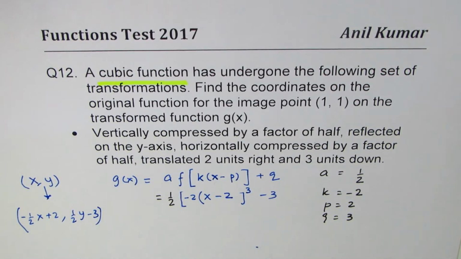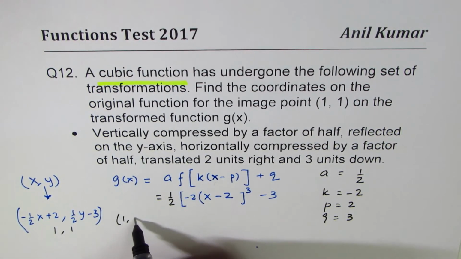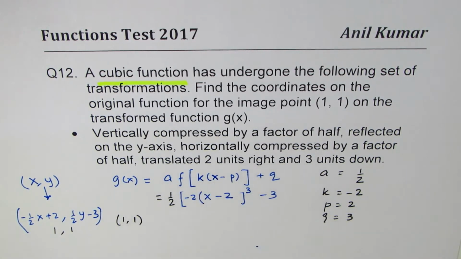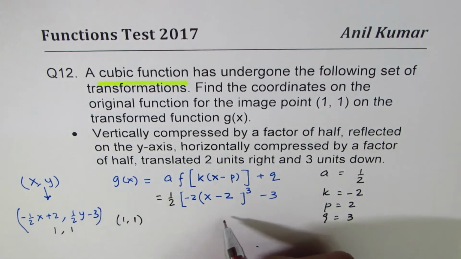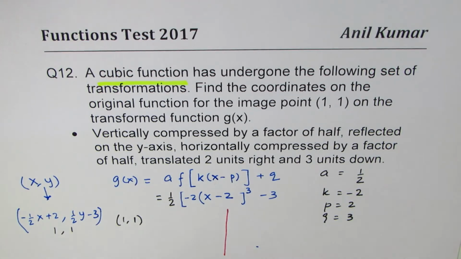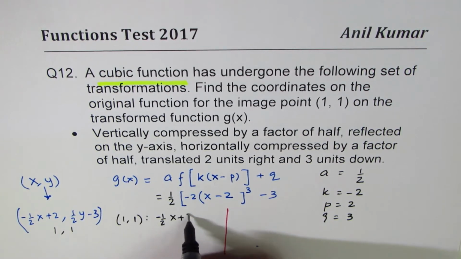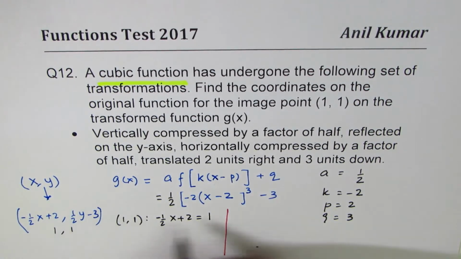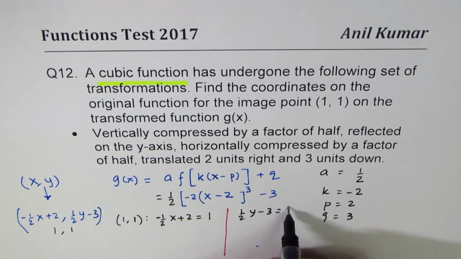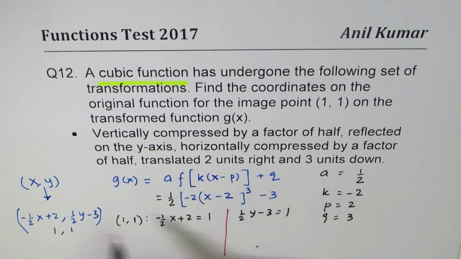Do you see that? In our case, this point is on the image. I mean, this is your point (1, 1). So on g of x, we have a point (1, 1). We want this point on the original function. How do we get it? It's very critical to understand. So 1 equals minus half x plus 2, and 1 also equals half of y minus 3. That should help. So we get two equations here. The first one is minus half x plus 2 equals 1, and also half of y minus 3 equals 1. From here we can find x and y on the original function, right?